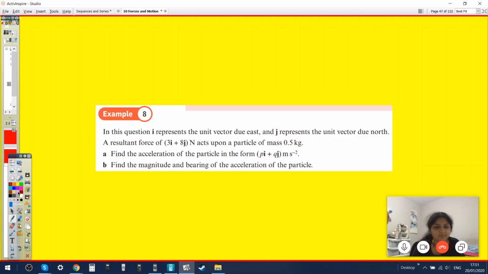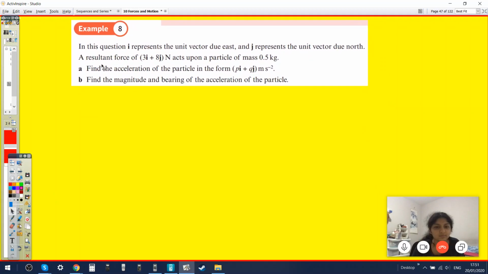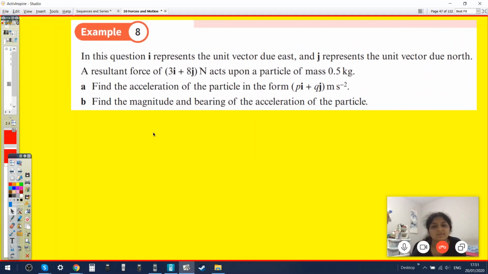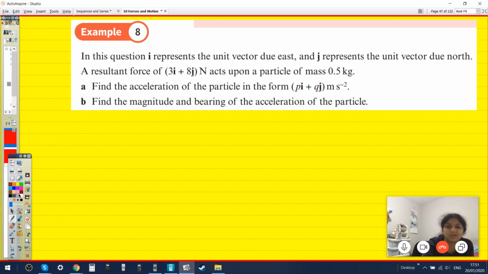Let's see. Motion in 2D. How do we do this? Well, you know the force and you know the mass, so you can calculate what A is. Find the acceleration of the particle. So you have to find the acceleration in this form. It's just 1.5i plus 4j. Wait, nope, it's not. Sorry. 6i plus 16j. Yeah. That looks right.